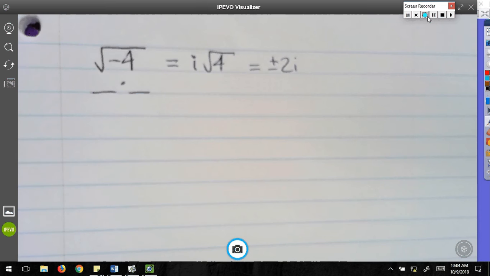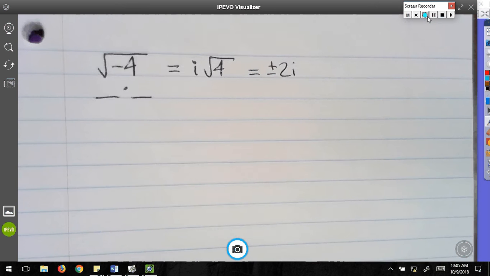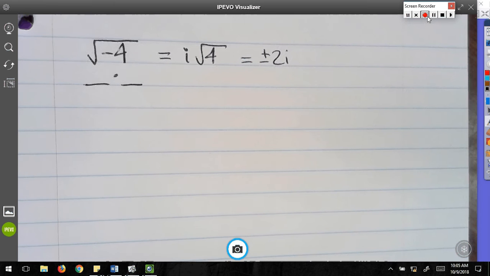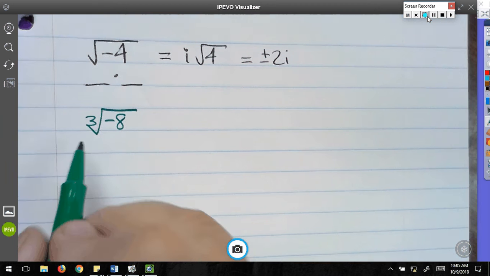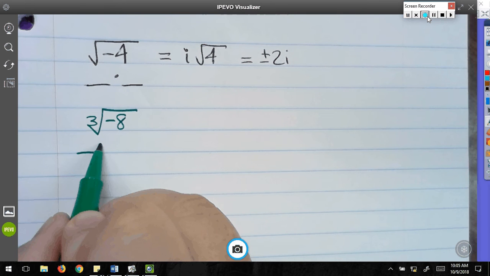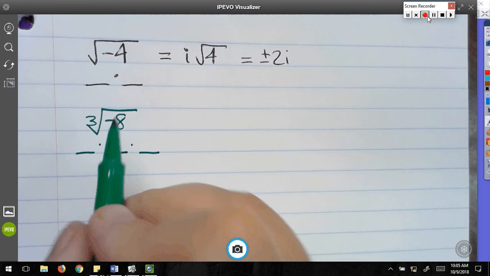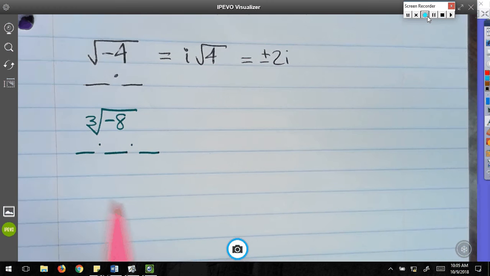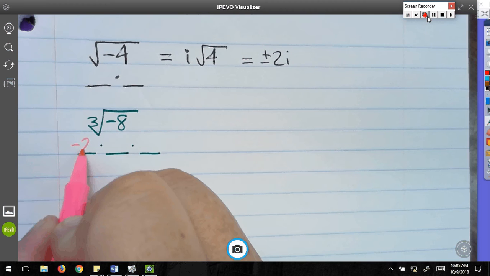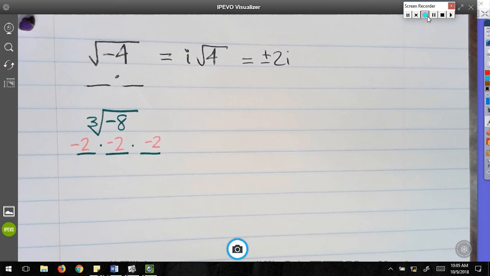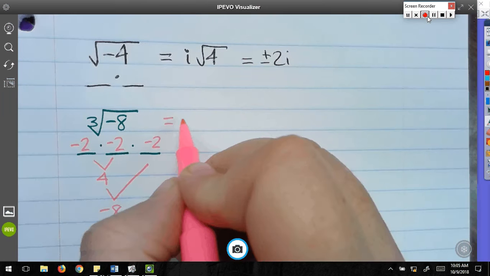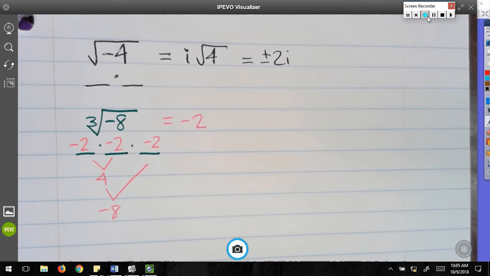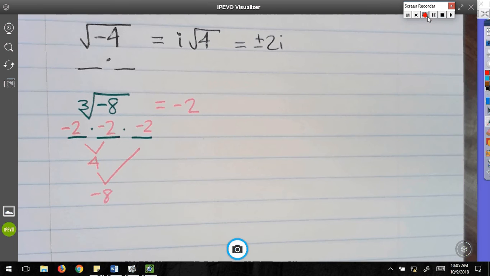However, it's a little different if I'm talking about a different root. For example, let's say I had the third root of -8. Well, this time, can you think of 3 numbers all exactly the same that multiply to -8? I hope you would say, wait, 3 negatives multiplied together would give me a negative number. So now, the point that I'm trying to drive home here is even roots.